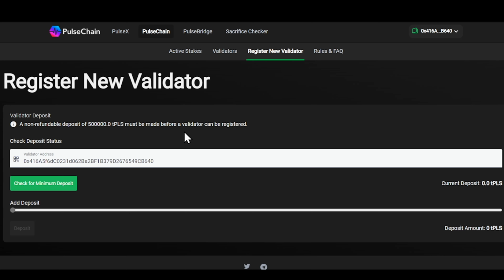Remember, guys, when you're doing this, the whole point is to gain more TPLS. We're talking about PulseChain, and eventually, hopefully, that's going to increase in value. So what does that mean? Well, it's going to make you rich. It's going to make you some money.